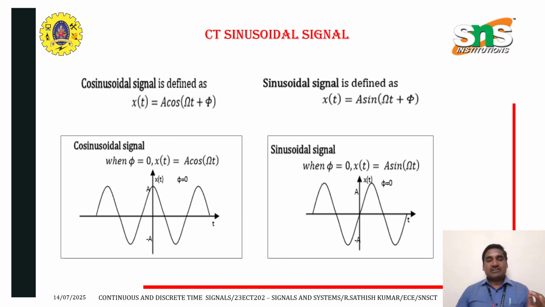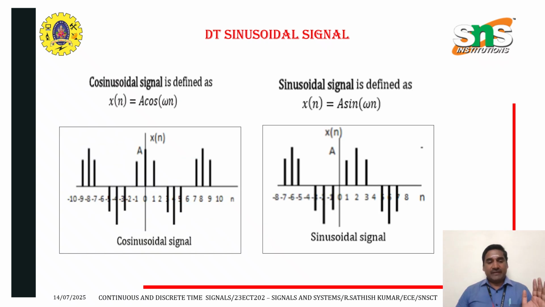See, the graphical representation of the cosinusoidal signal has been given. The graphical representation of the sinusoidal signal can also be given as x(t) = A sin(Ωt). When φ is equal to 0, x(t) = A cos(Ωt), the cosinusoidal signal. In the sinusoidal signal, φ equal to 0 means x(t) = A sin(Ωt).